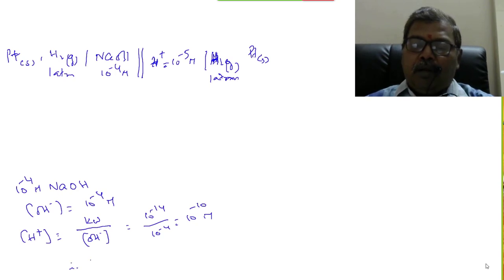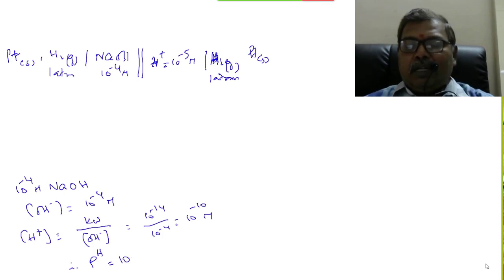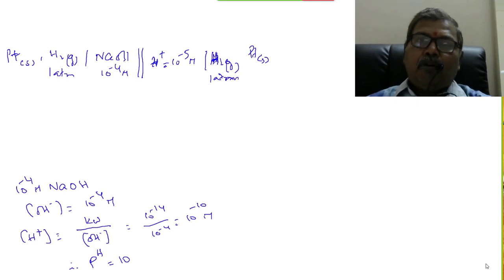So the pH of the solution is 10. The concentration of hydrogen ions in the solution is negligible, 10 power minus 10 molar only. But a few H plus ions are there. So hydrogen molecules are in contact with H plus ions, a few H plus ions in the sodium hydroxide solution. Therefore, it acts as an electrode.